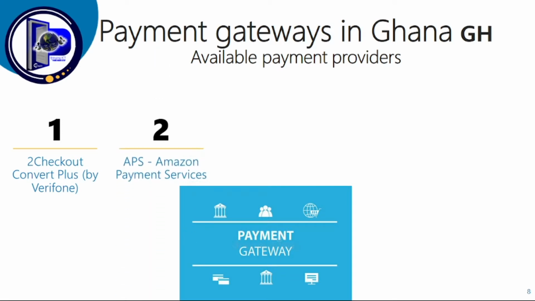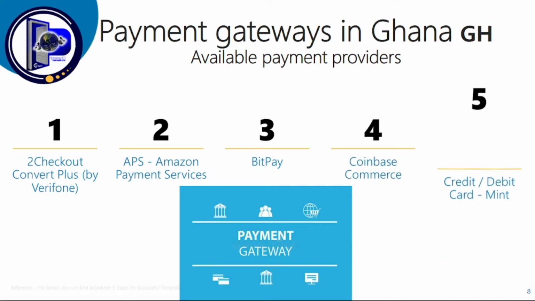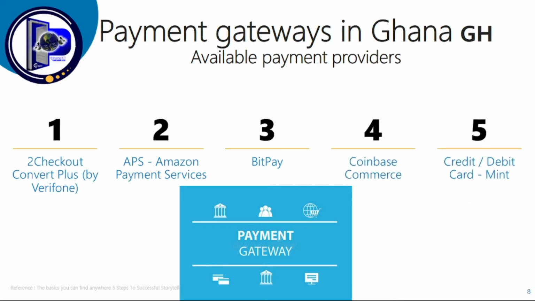Payment gateways in Ghana. Available payment providers: Checkout, Convert Plus, APS (Amazon Payment Services), BitPay, Coinbase Commerce, credit or debit card. Don't worry, at the end of this tutorial, Sir Prince is going to take us through how to set it up.